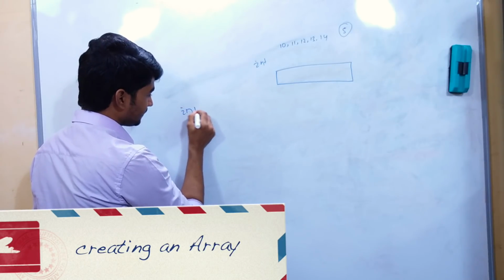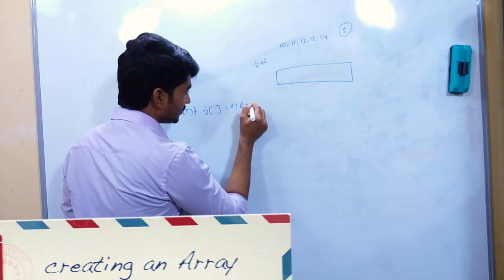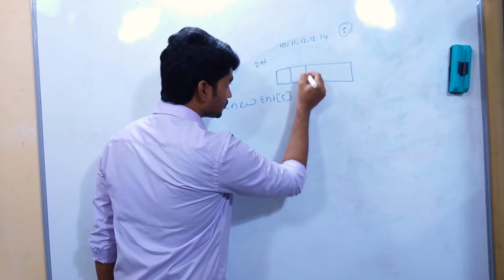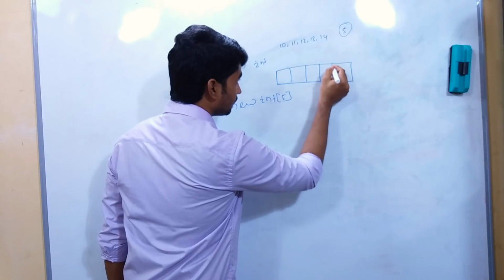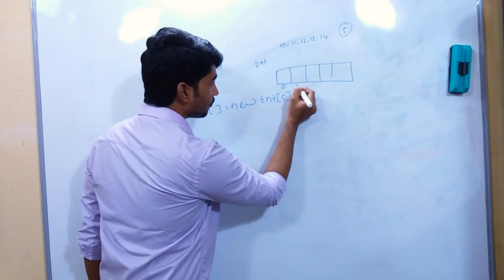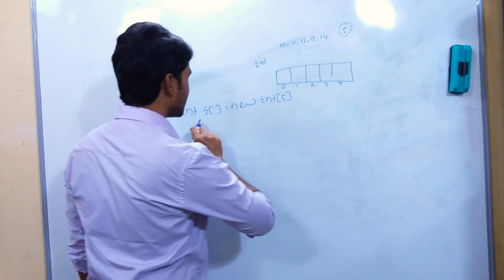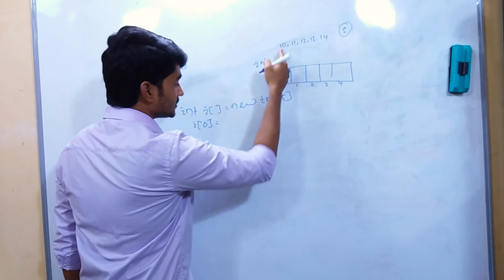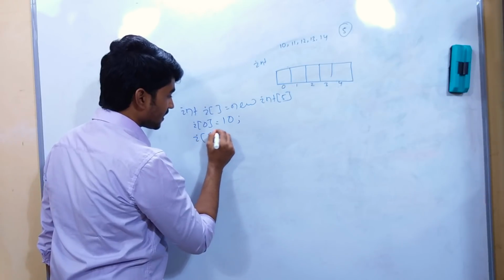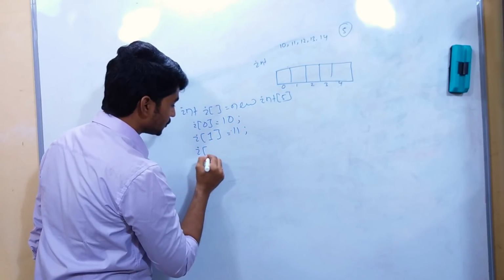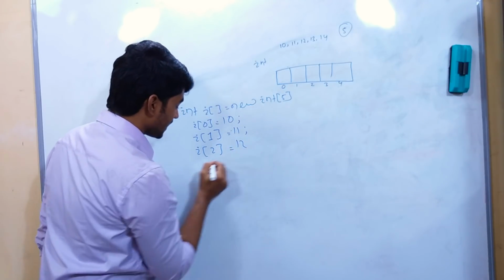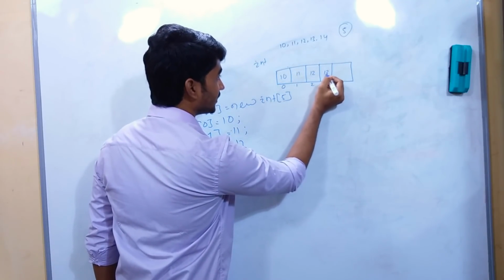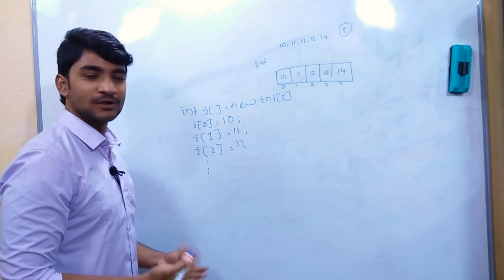So I can do int i[] equal to new int[5]. What will happen? Five indexes will be created here. You know array indexes start from 0, 1, 2, 3, 4. Then I need to insert all these elements into the array indexes. How can I do it? I can do i[0] equals 10, i[1] equals 11, i[2] equals 12, and like this I can enter all these elements. So 10 comes here, 11 comes here, 12, 13, and 14. Simple array concept.